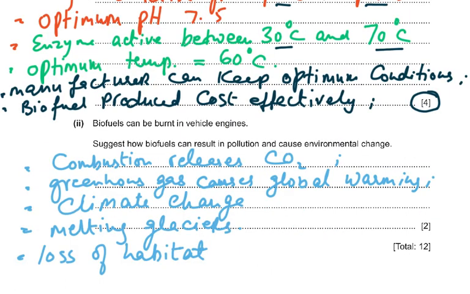The last part of the question is biofuels can be burnt in vehicle engines, suggest how biofuels can result in pollution and cause environmental change. Now, combustion releases carbon dioxide. You could have said that. Greenhouse gases, these are greenhouse gases, they contribute to global warming, and this is going to result in a climate change. What is going to be the effect of it? Melting of glaciers or the rising of oceans or drought? And then you can talk about impact of the climate change. What will that be? There'll be loss of habitat, there'll be redistribution of species, loss of agricultural land. So all these can be points, but you only have to give me 2 out of these to get your 2 out of 2 on this part of the question.